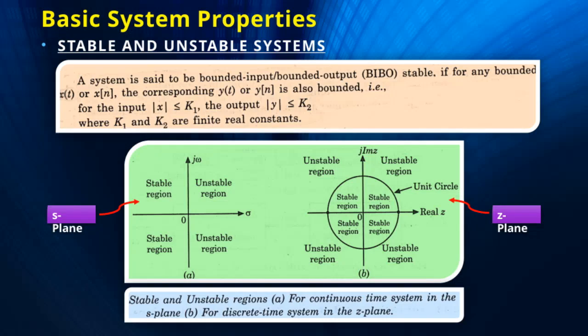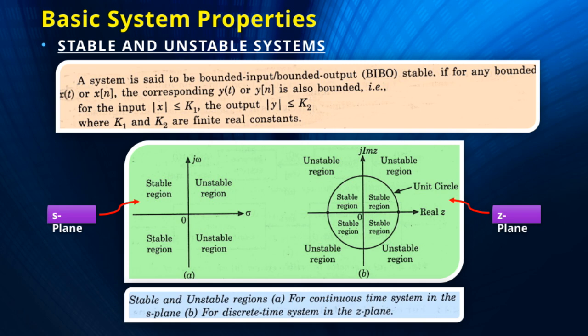Let's take a closer look at the Z-plane and the S-plane, which are fundamental tools for understanding system behavior. The Z-plane is used primarily in digital signal processing, while the S-plane is more common in continuous time system analysis.